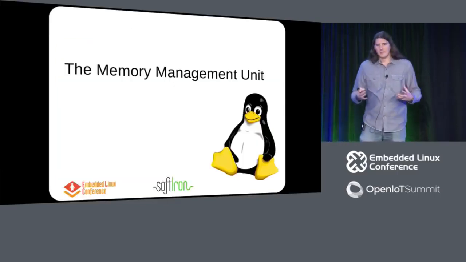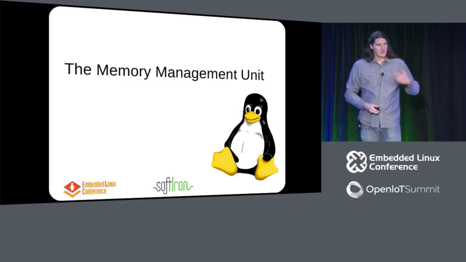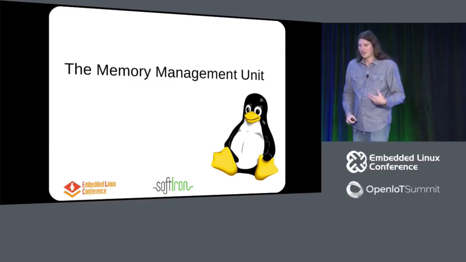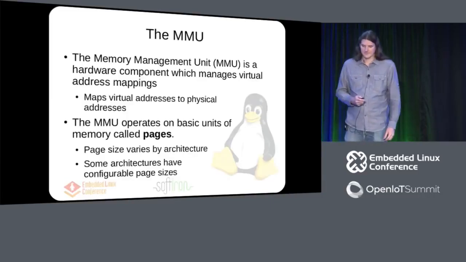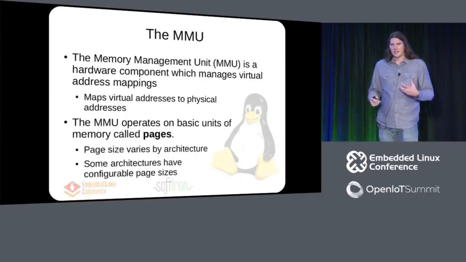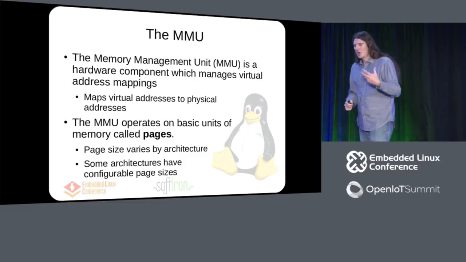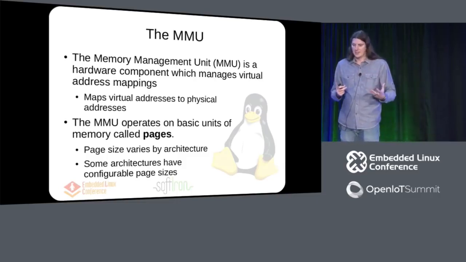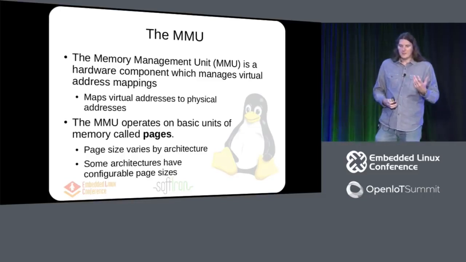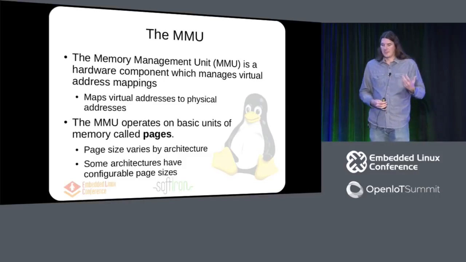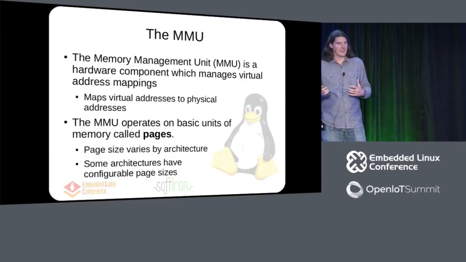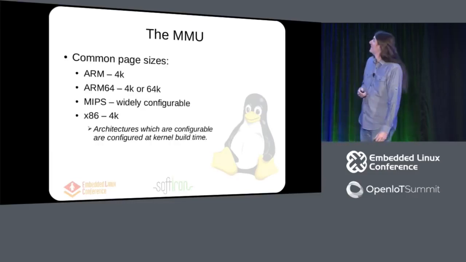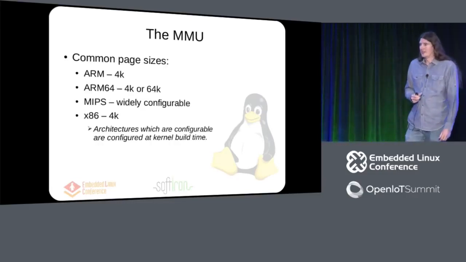So let's talk about how all of this is actually implemented. We've talked about the different types of memory, and now we'll talk about the memory management unit, which implements all of this and makes all of this happen. The memory management unit, as we saw before in the intro, is a hardware component that manages all of these address mappings, maps the virtual addresses to physical addresses. MMUs operate on a basic unit of memory called a page. The page size varies by architecture, and some architectures even have configurable page sizes. The most common page size that you'll probably run into is 4K.